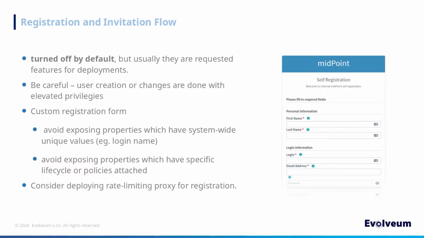using elevated privileges. So you should carefully consider which properties you are exposing to the self-registration. In the custom form, you shouldn't configure any properties whose values are managed by your policies or have a specific lifecycle in your deployments, because this may allow users to enter incorrect values or skip lifecycle phases. Also, if possible, you should avoid exposing properties which have system-wide unique values, such as a name or login name, to the registration form directly, because that is also a potential attack vector for the account enumeration attack. A malicious user can try to register under different names and see if their registration failed in order to discover existing accounts. And you should consider deploying a rate limiting proxy for the registration.